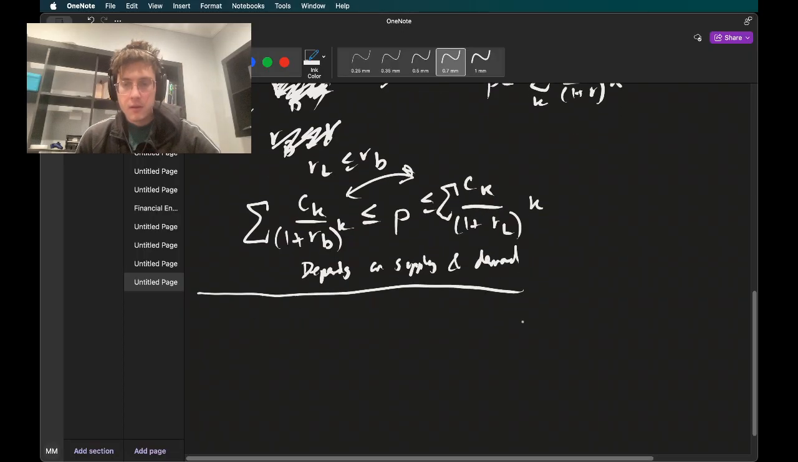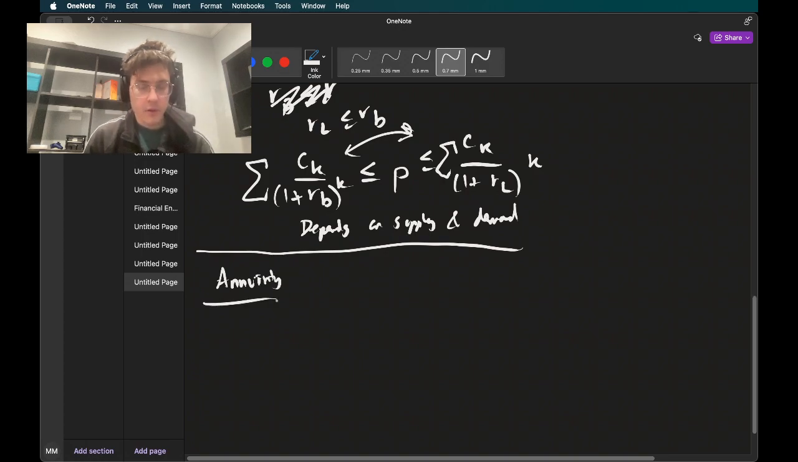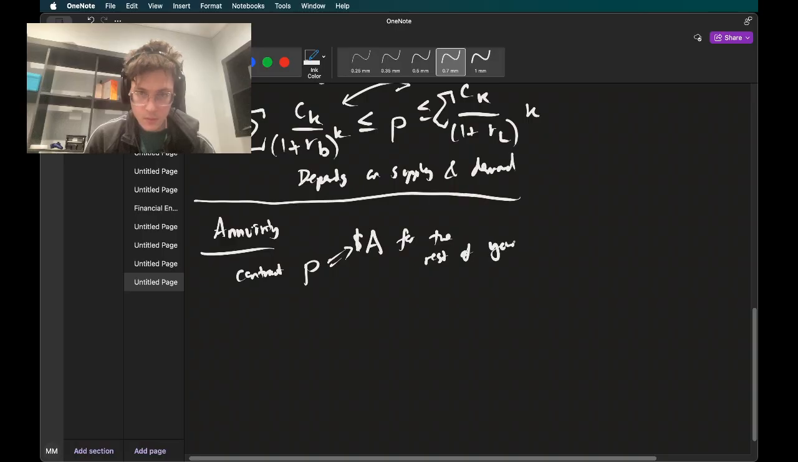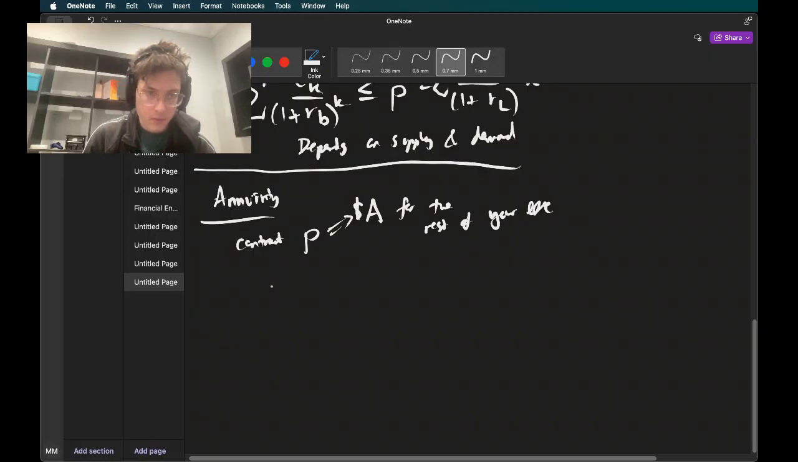So finally, we're going to talk about two more instruments that I didn't know about. What is an annuity? An annuity is a contract, again at a mystery price P, where you receive $A for the rest of your life. Very similarly, according to all the logic we've gone over so far, it's bounded above and bounded below by the same value. Therefore, it's equal to this sum.